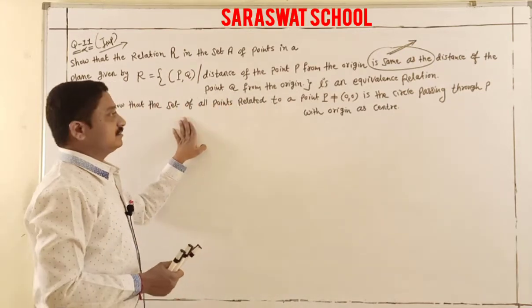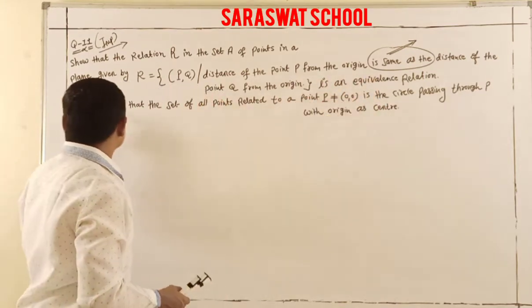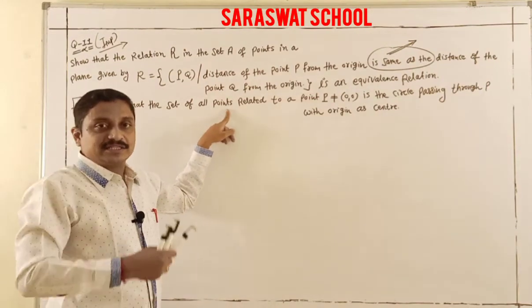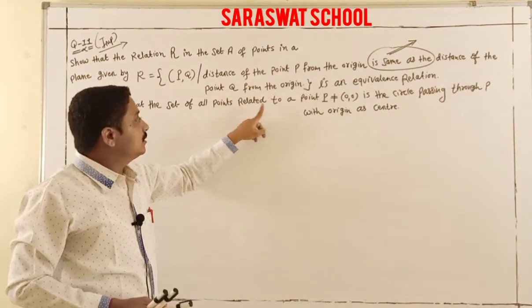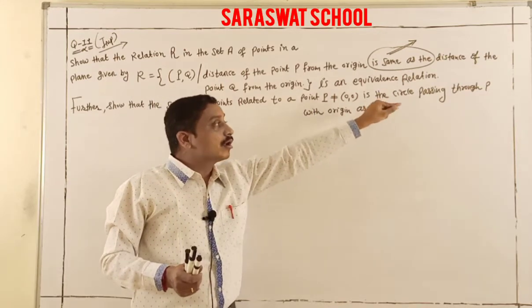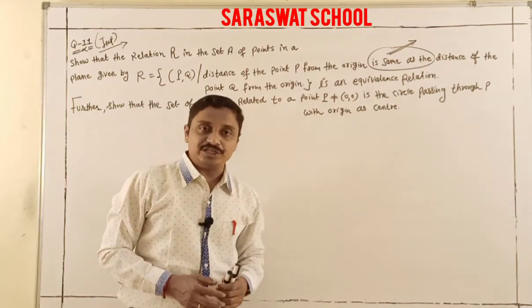And after proving the equivalence relation, the further question: show that the set of all points in a plane related to point P, but never (0, 0), is a circle passing through P having the center at the origin.